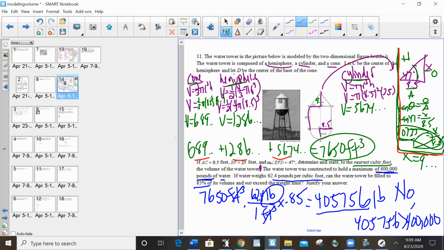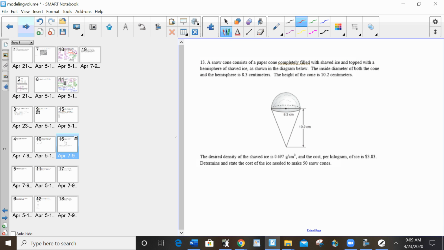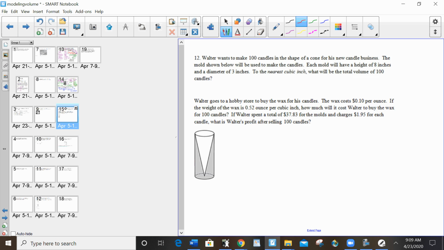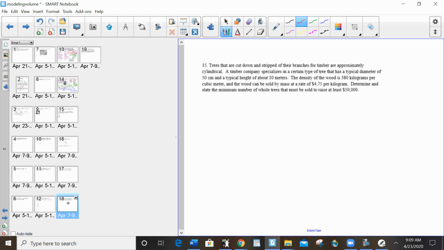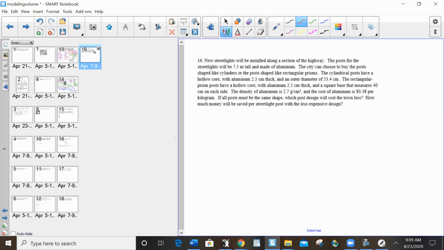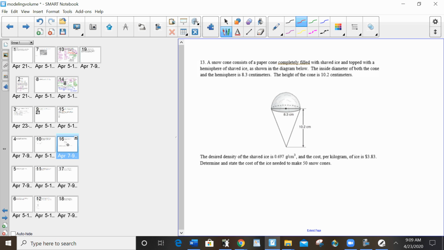These questions take a long time. I'm not going to go through all of them. I'm going to go through, let's do 13. 12 is pretty straightforward. I'm going to go through 13, and that's what I'm going to do. I think this was one of the easiest modeling volume 6-point questions they've asked. It's very straightforward.